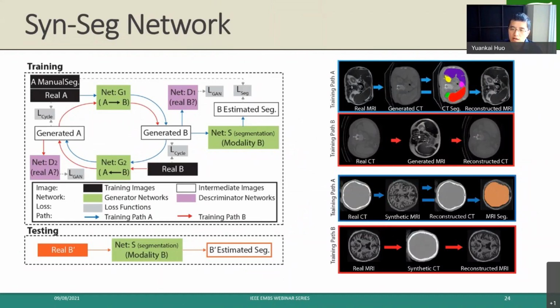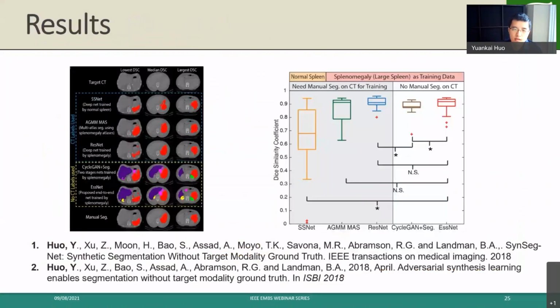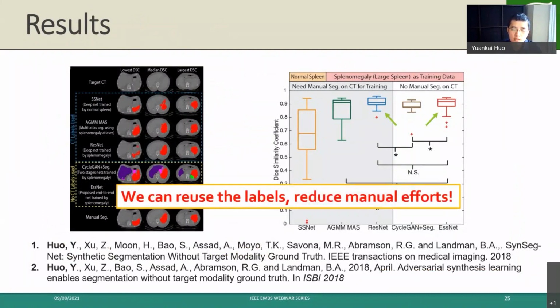We also apply this to neuroimaging to see if we can get total intracranial volume segmentation from MR images without introducing new labels. And here are the quantitative results. The blue box plot is if we train a CT segmentation model with ground truth, and the red is our proposed framework. We can see their performance is quite close to each other, and the difference is non-significant. So using synthetic learning, we can reuse the labels and reduce the manual effort.